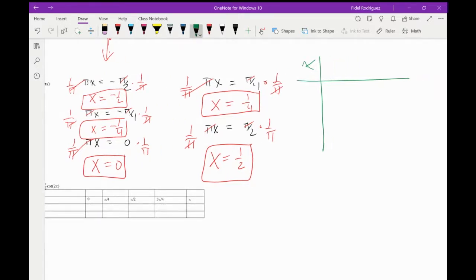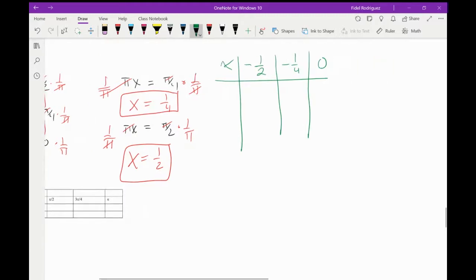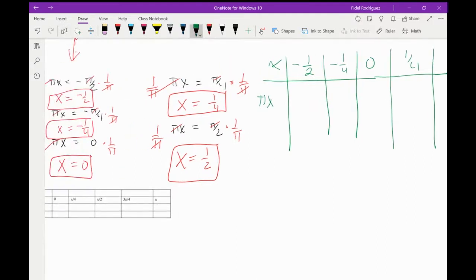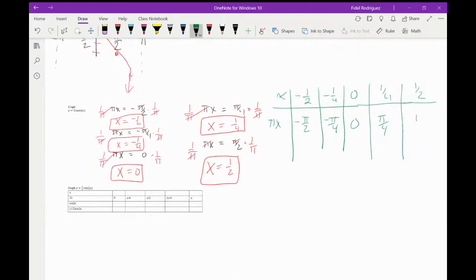So guys, all I'm going to do is write those numbers that we got: negative 1/2, negative 1/4, 0, 1/4, 1/2. And then we had a pi x, and those were equal to negative pi over 2, negative pi over 4, 0, pi over 4, and pi over 2. And now we're taking the tangent of that.